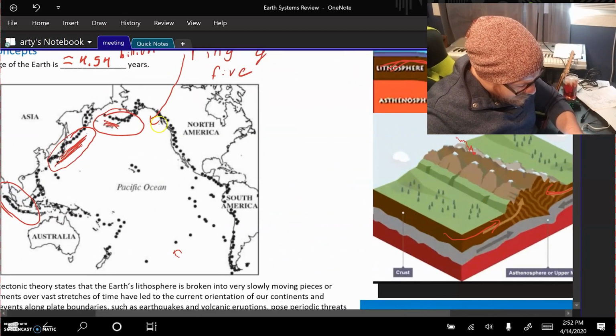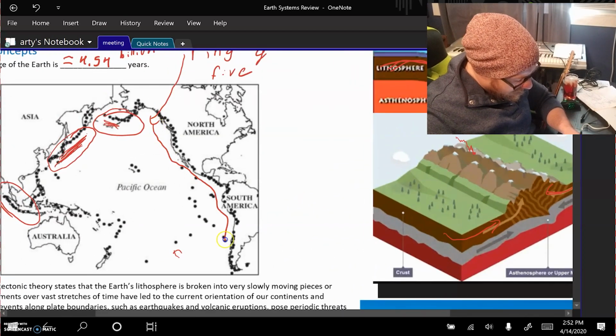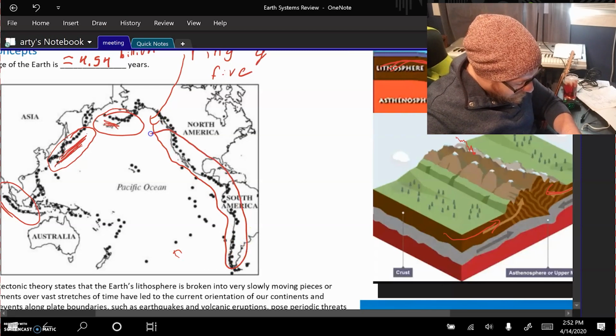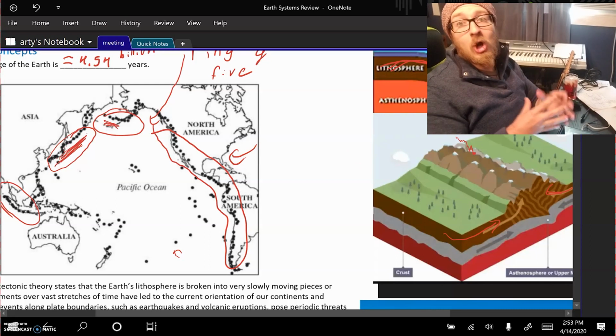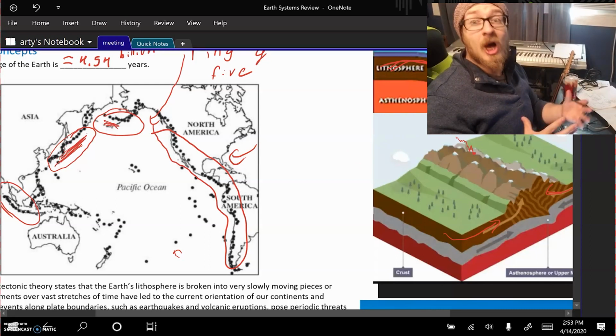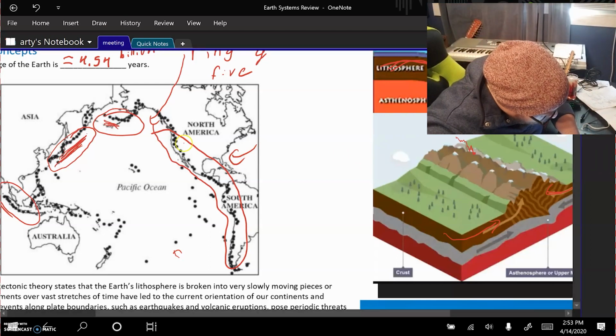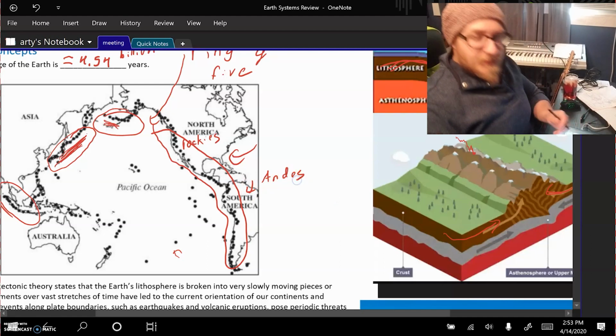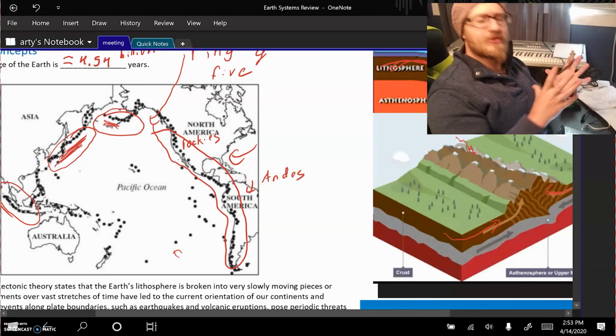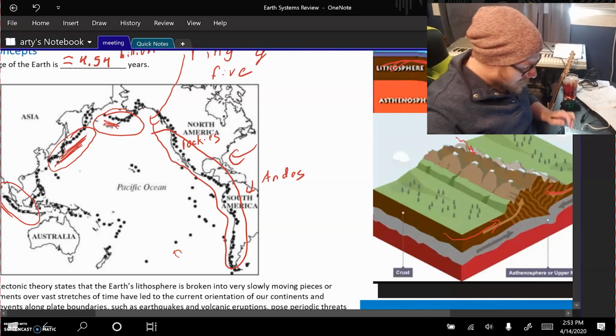And actually, this entire chain along here that I'm circling now, those are all mountain ranges caused by this uplift. So up here in North America, you have the Rockies. And then down here in South America, you have the Andes. And both of these mountain chains are formed as a result of this uplift motion.